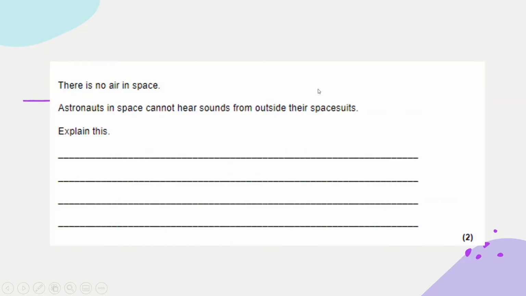Okay, this is an interesting one. There is no air in space. Astronauts in space cannot hear sounds from outside their spacesuits. Explain this. So let's have a little think for a minute about that. There's actually a tagline of a famous film: "In space, no one can hear you scream." So always remember that one, it helps you remember. I think it's the film Alien. I'm not a great film buff, but it's from a film. So have a think about this for a minute.